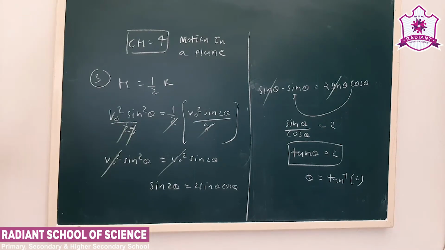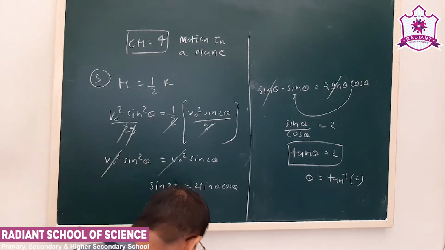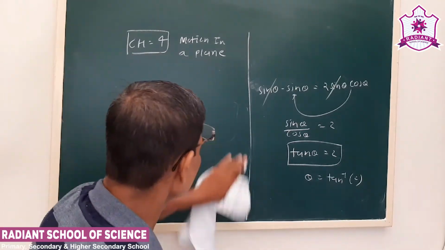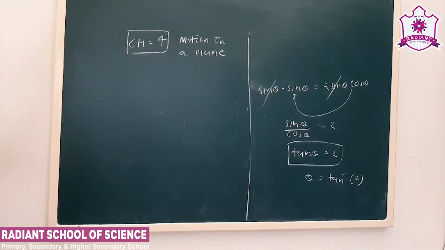Now our next question is: the object is projected with a velocity of v.